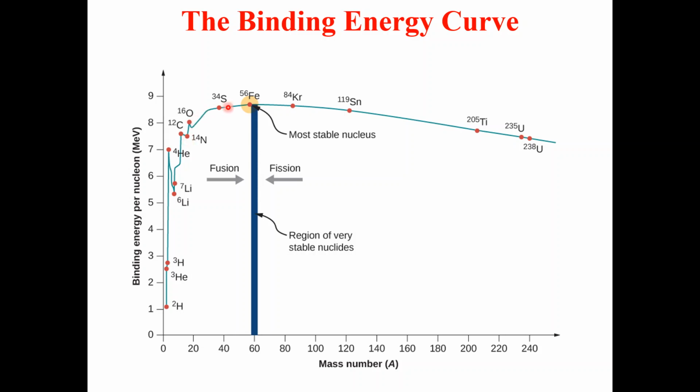You can observe for yourselves that it keeps increasing with the increasing number of nucleons until we reach iron. So iron is the most stable nucleus. How can we discuss this binding energy curve more formally? Let's start a more formal discussion about the binding energy curve.